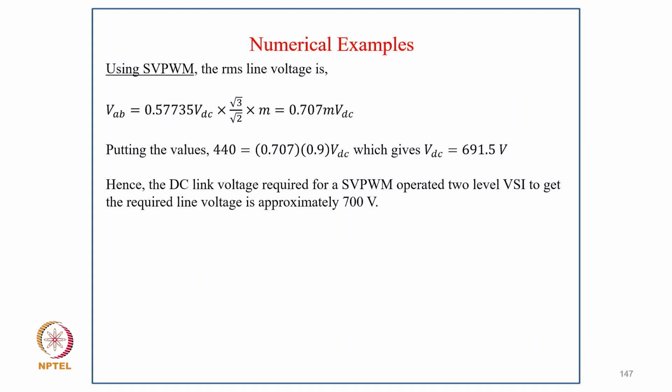And using space vector modulation, the RMS line voltage VAB equal to 0.577 VDC into root 3 by 2 into m, that is 0.700 m VDC. So putting the value into the formula for VDC, it gives VDC equal to 619.5 volt. Hence the DC link voltage required for space vector PWM operated 2-level VSI to get the required line voltage is approximately 700 volt.